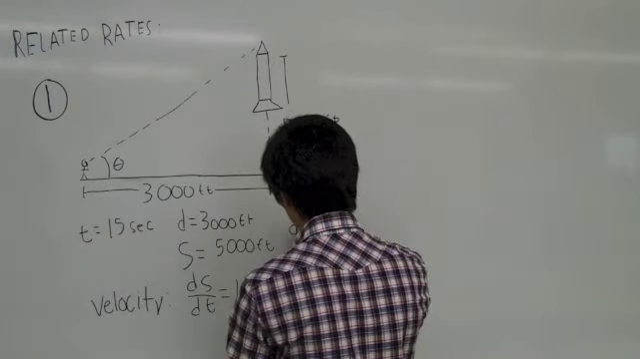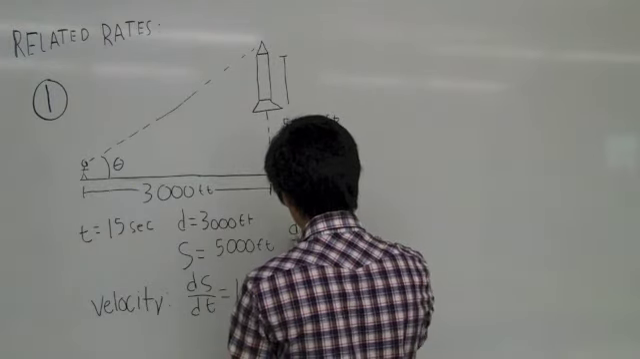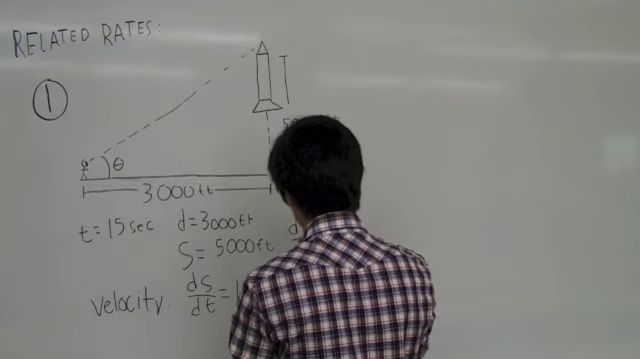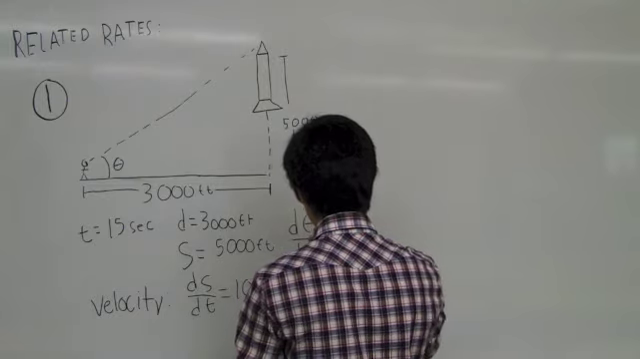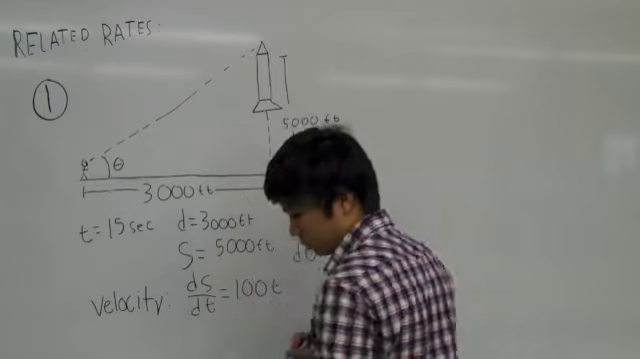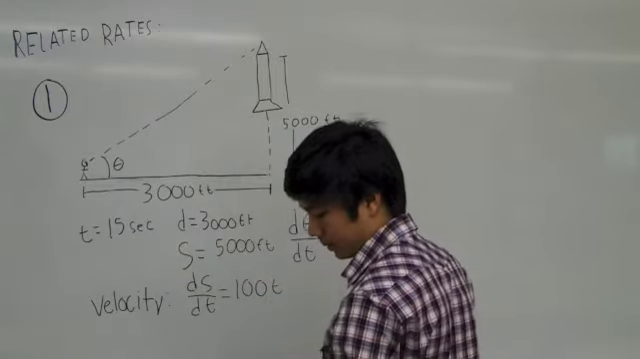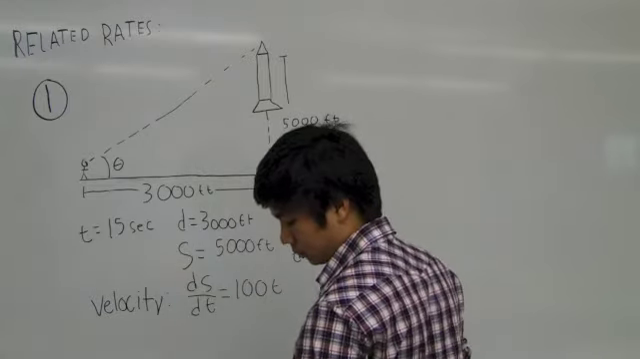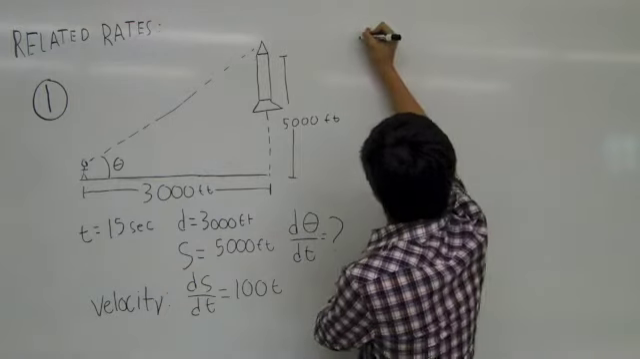The velocity of the rocket, ds/dt, is given by the equation 100t, where t is time. What we're trying to find is dθ/dt, where θ is the angle of sight.